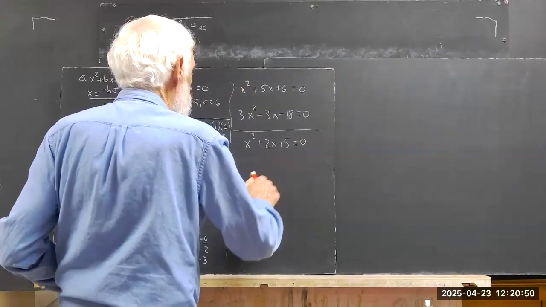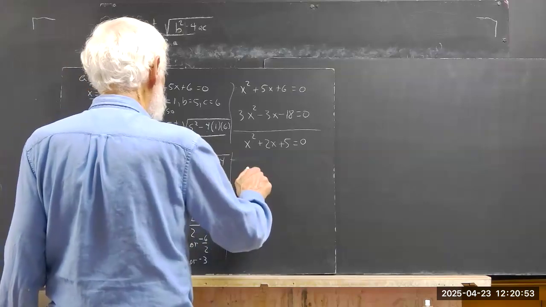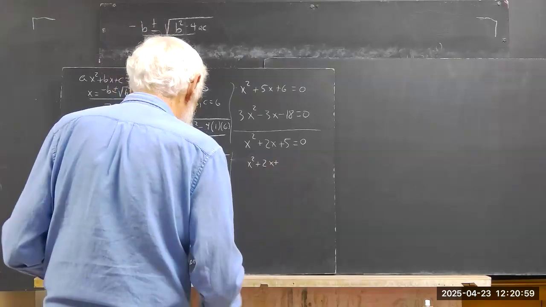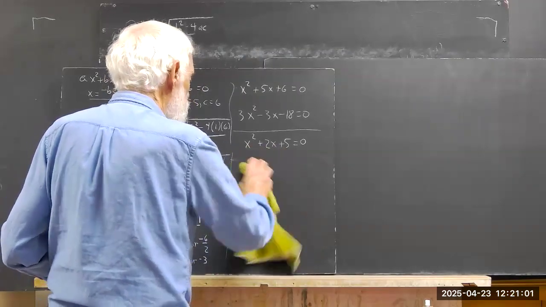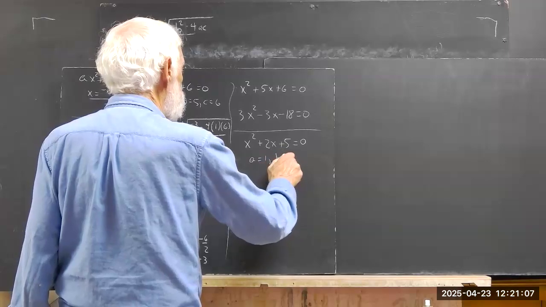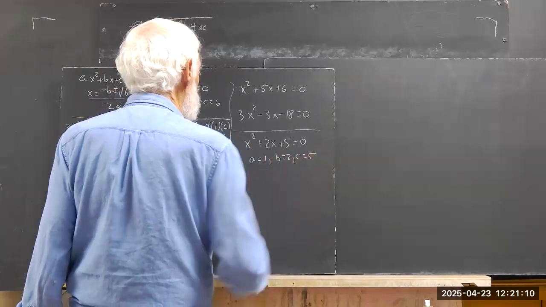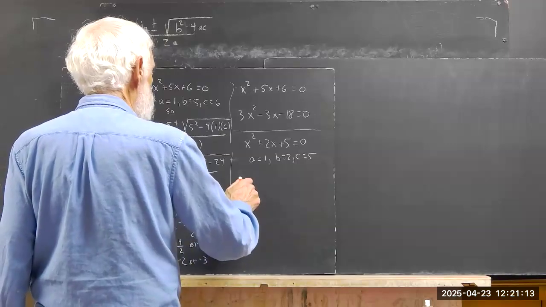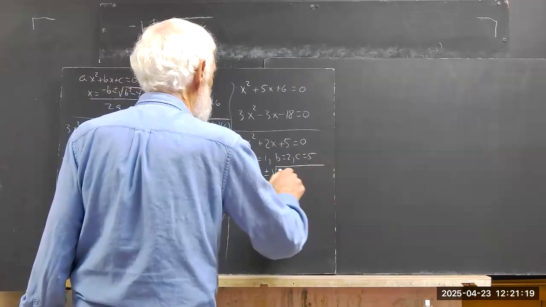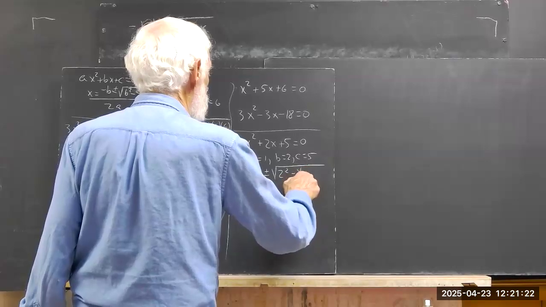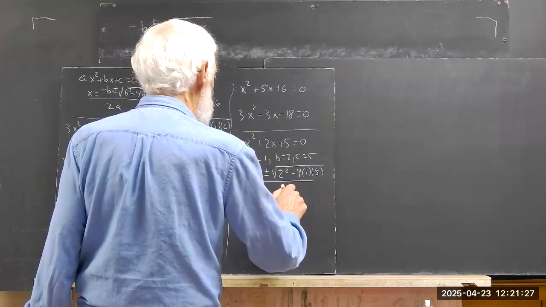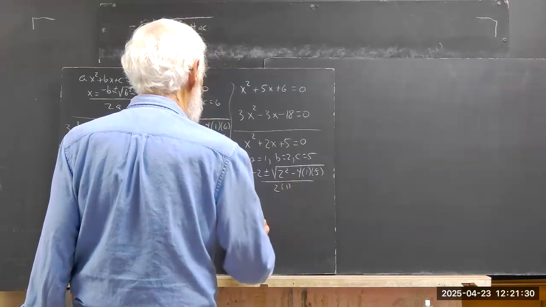Okay, so let's just take this one and solve it here. I don't have to write it again, do I? A is going to be 1, B is going to be 2, C is going to be 5. So the x is -2 plus or minus the square root of 2 squared minus 4 times 1 times 5, all divided by 2 times 1.